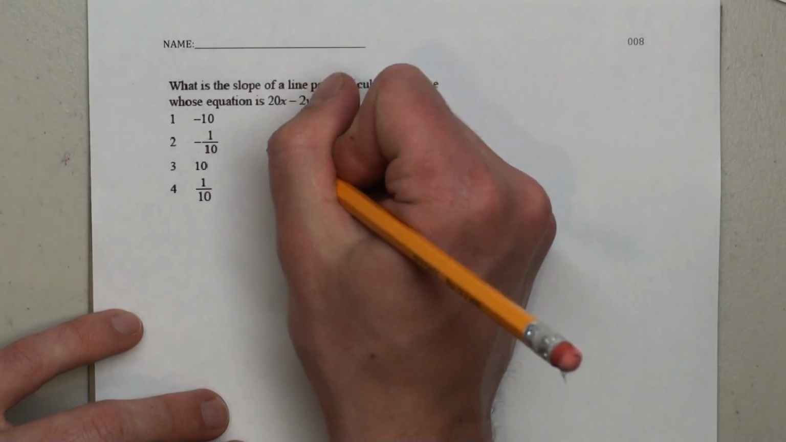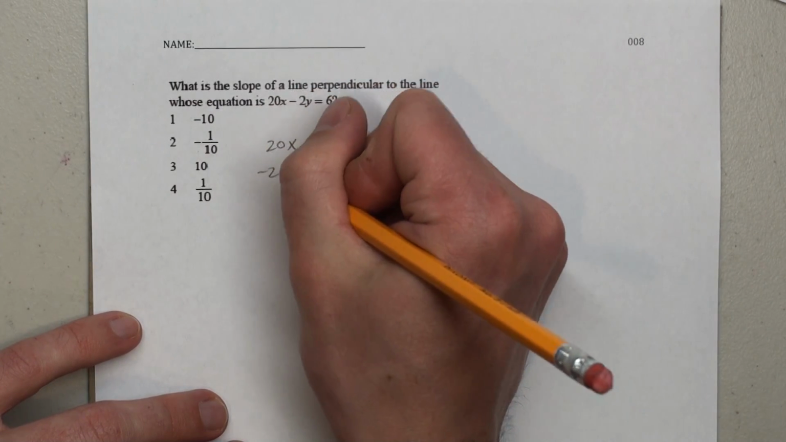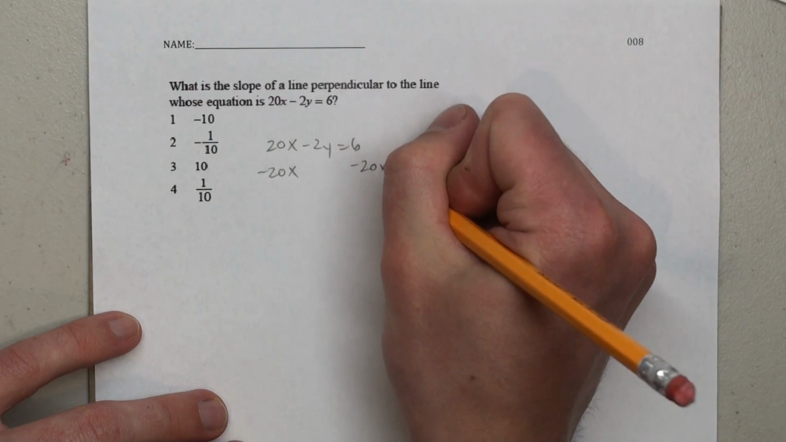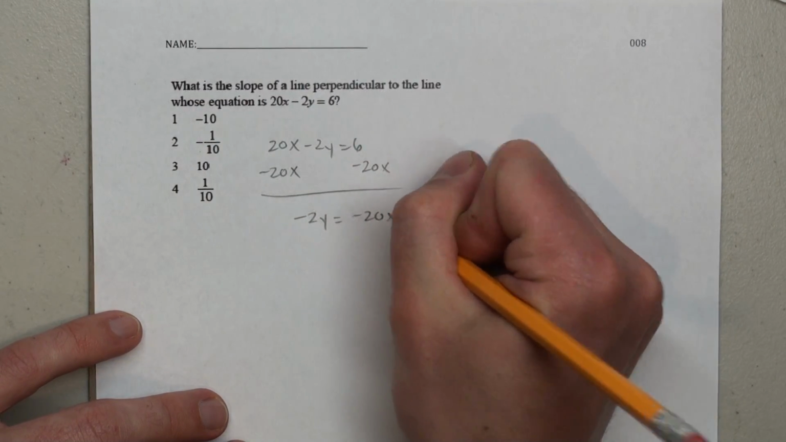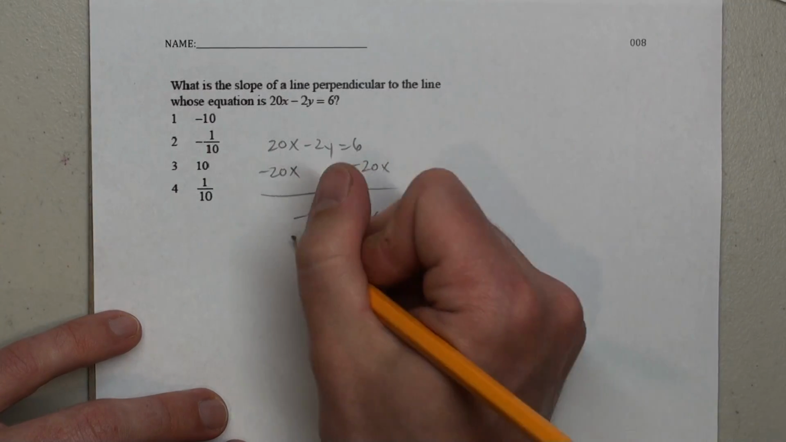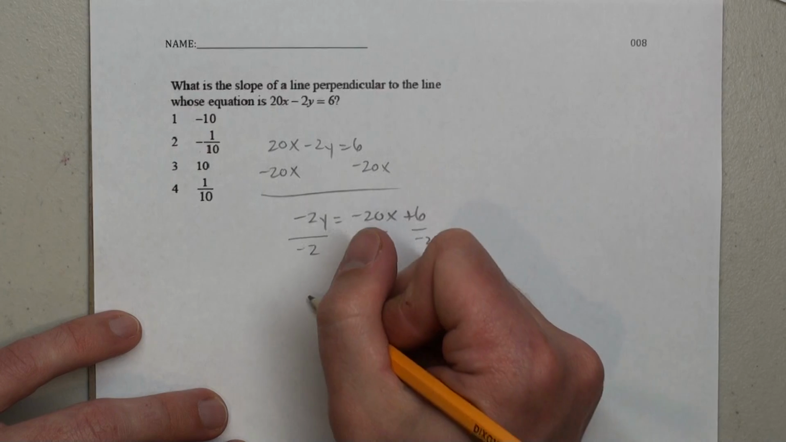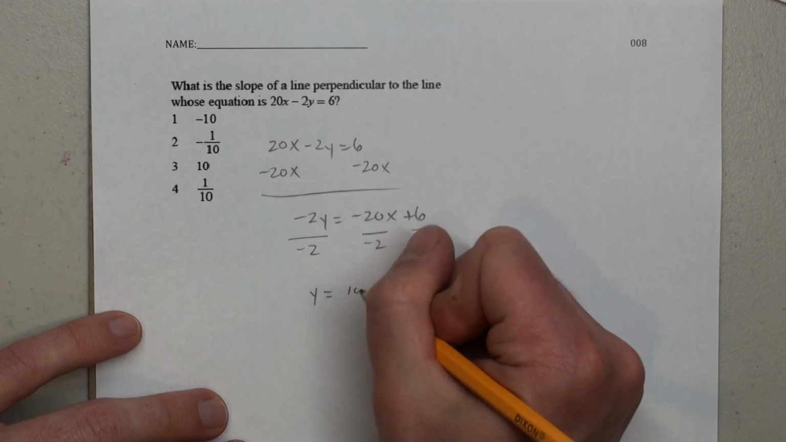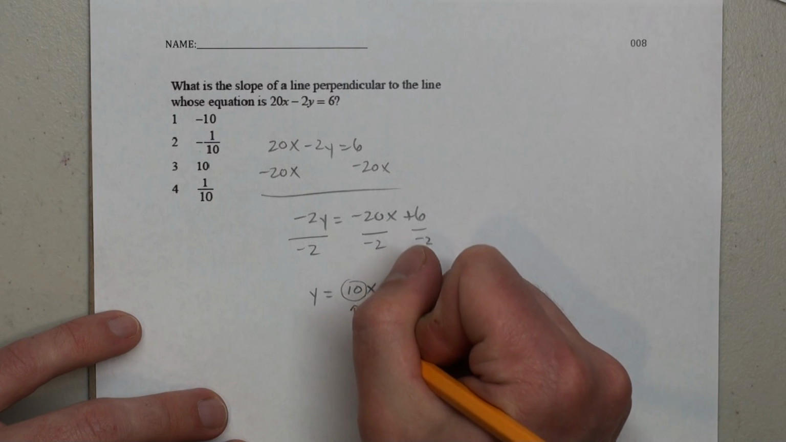We have 20x minus 2y equals 6. Subtract 20x. Negative 2y equals negative 20x plus 6. Divide by negative 2. We get y equals 10x minus 3. Here's my slope.